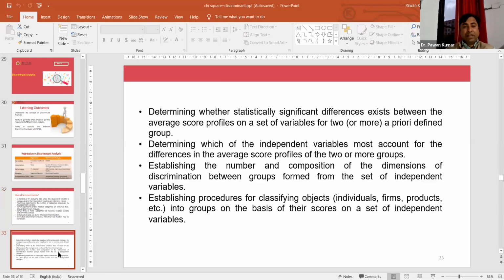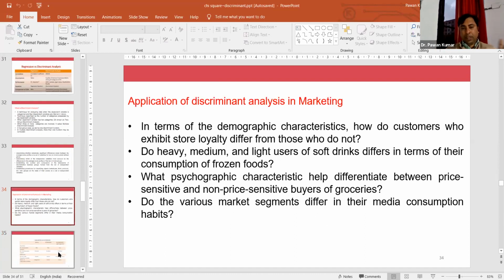I'll be taking it very short. You can have this elaborate PPT to understand. Basically, in discriminant analysis, you are going to classify the significant differences between the groups, among the cases, based on a certain score, and that score is the average score profile based on a method called the priori method we use in SPSS.